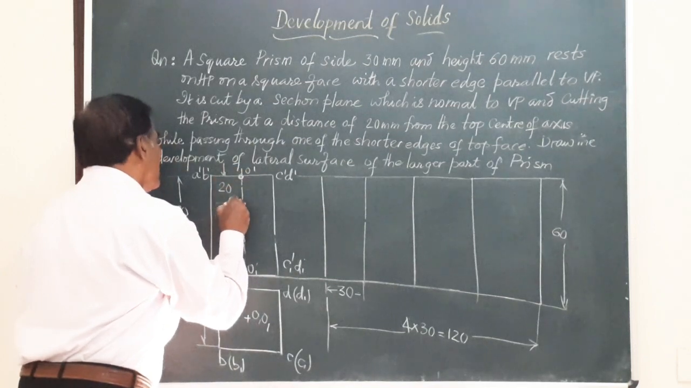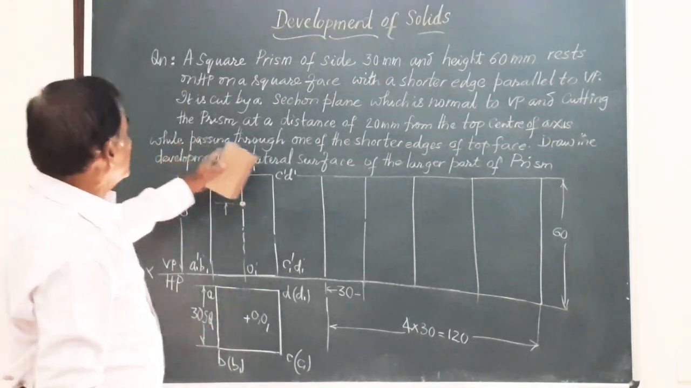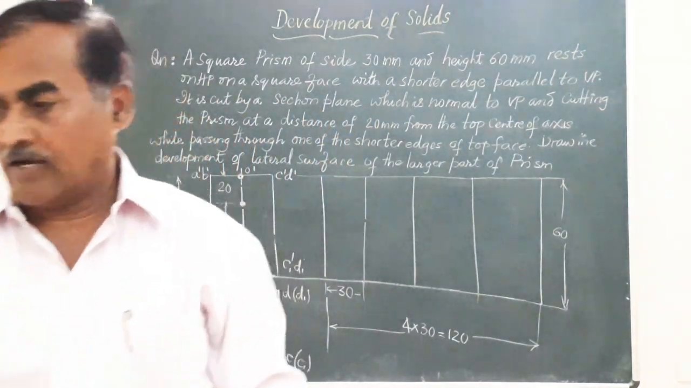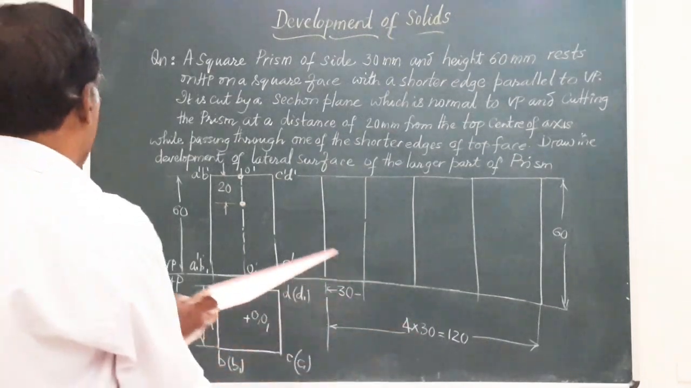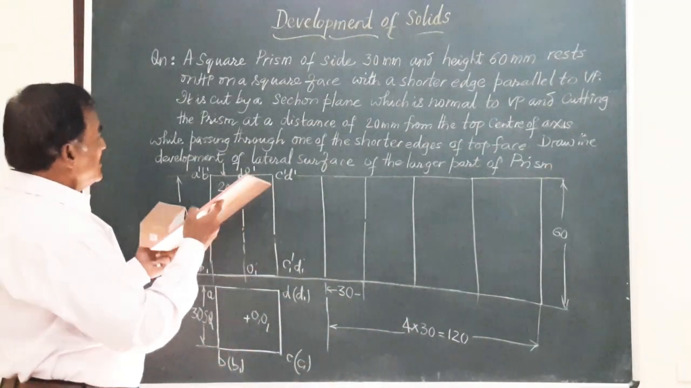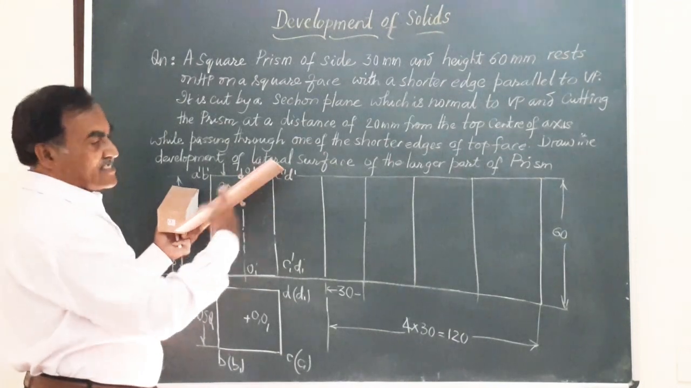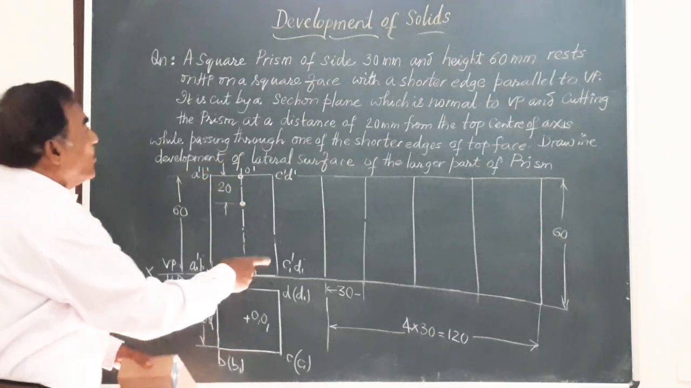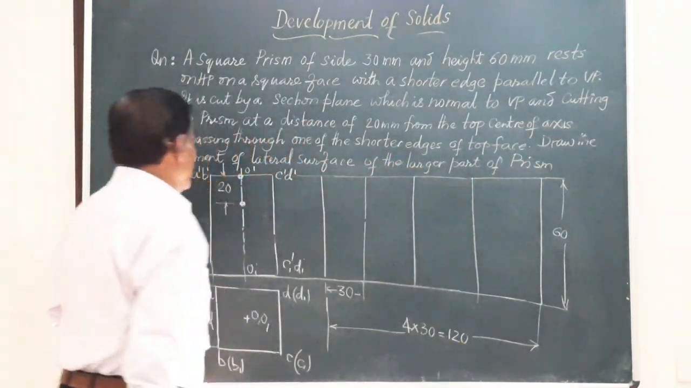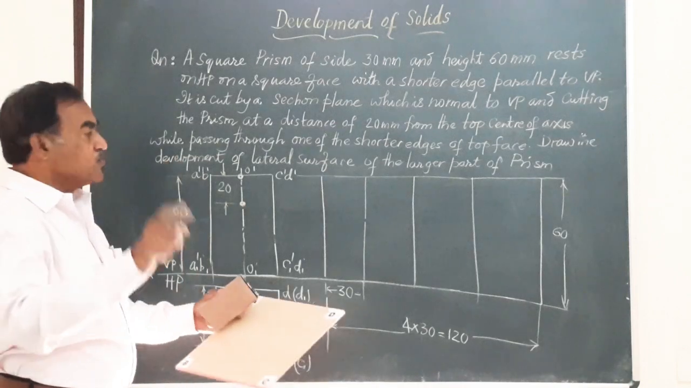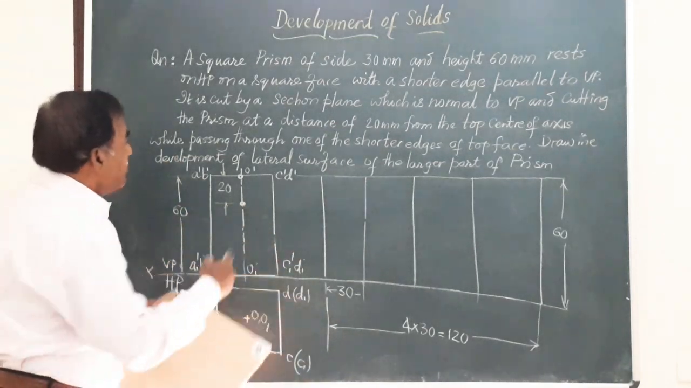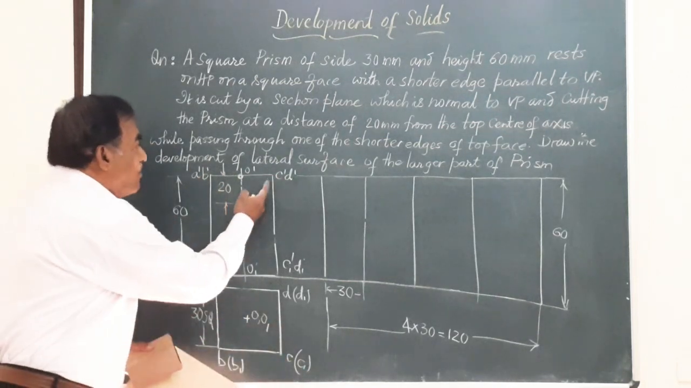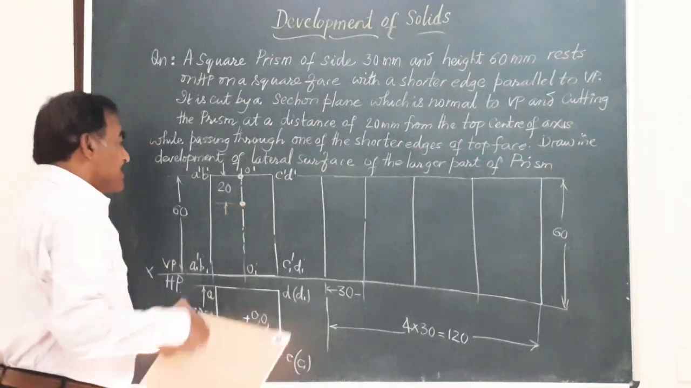What does he say about the section plane? It is cut by a section plane which is normal to VP. I will take the section plane, the cutting plane or the blade, and this is normal to VP, hence it is seen as a line in the front view, and this section plane has to pass through one of the shorter edges of the top face. So you have got two choices here. One of the shorter edges, C dash D dash or A dash B dash. So the section plane should pass through this edge and also the axis here.